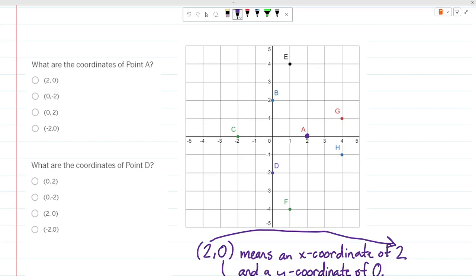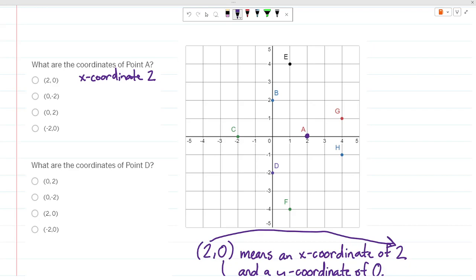To get the x-coordinate, we need to figure out how far to the left or right the point is. Point A is 2 to the right. It has an x-coordinate of 2. Whereas if it were negative 2, we would go to the left of that y-axis. But here, we have an x-coordinate of 2. I'm just going to take some notes: x-coordinate of 2.